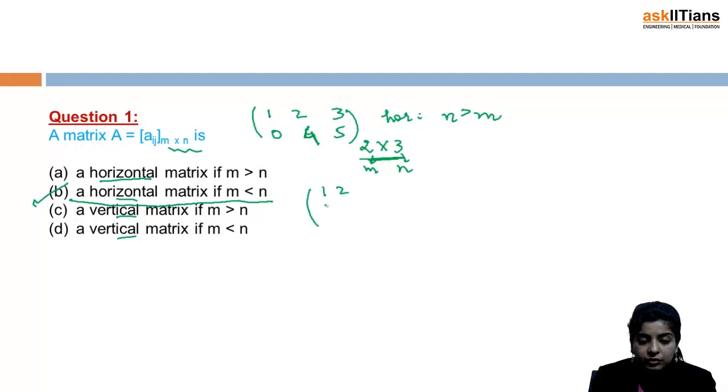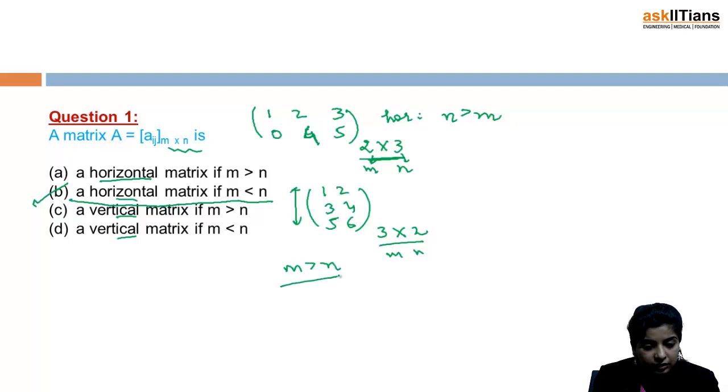So now I see a vertical matrix. Now I try to construct a vertical matrix. This is vertical because it is upwards or downwards, in this standing position. So here I have 3 rows and 2 columns. So what do I get here? That M is greater than N. So this option says vertical matrix if M is greater than N. So see, both these options are correct. So just remember, just try to understand the concepts lying behind the definitions and you'll be able to attempt the questions very easily.